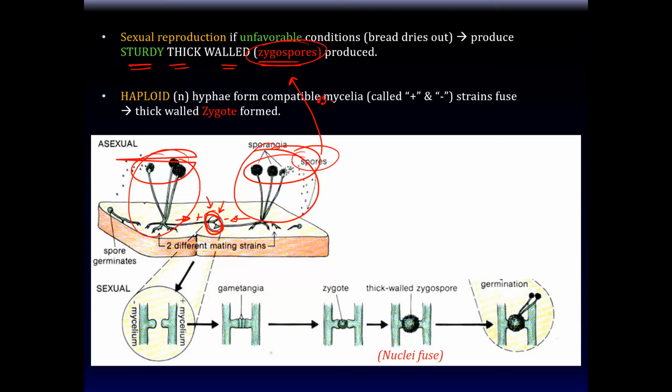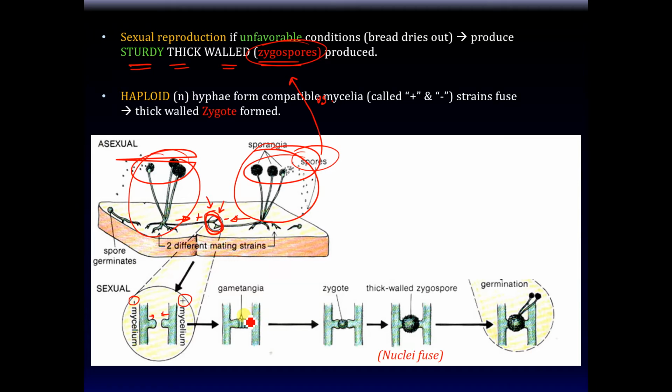So let's take higher magnification of this area over here. Now they're coming together, the two mycelium, the hyphae. There's a +1 and a -1. That's how we know they're compatible. Once they come together, they form little buds like this, and the bud grows and goes over this way, and they fuse together and form this little structure called gametangia. It's like a little gamete.